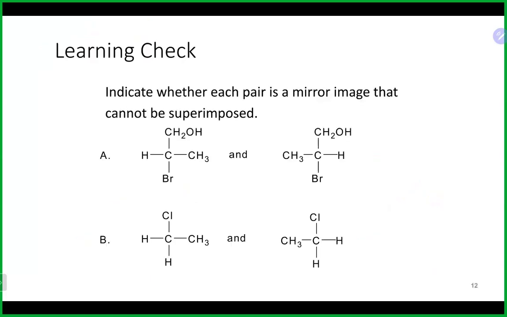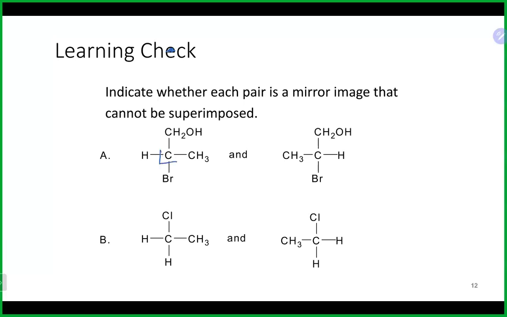All right, so take a moment here and indicate whether each of these are mirror images that cannot be superimposed. It's like a double negative, I think, there. So we're looking at which one cannot be superimposed. All right, so looking at this, perhaps what you want to figure out is, is it chiral or achiral? And then you'll know, can you superimpose it or not, basically.